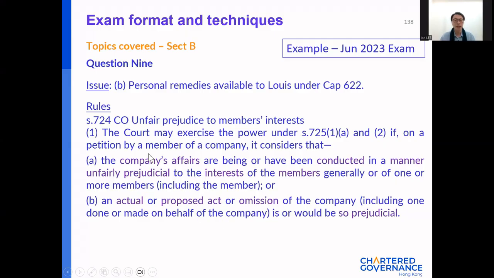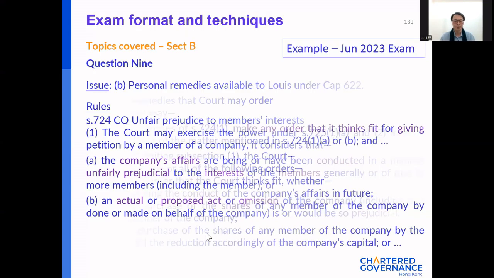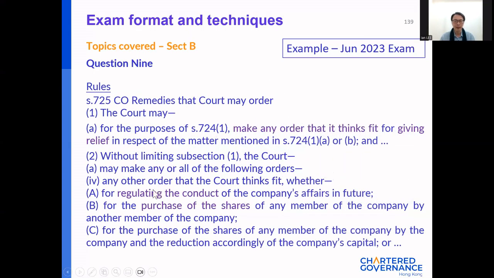If the company's affairs generally were conducted in an unfairly prejudicial manner to the interests of the members or to a member, or a particular action, a particular transaction, where the acts or the omission of that act turns out to be prejudicial, in that case the court can make an order that it thinks fit, which includes, for example, regulating the conduct of the company's affairs in the future, or more likely the buyout order, asking other members to buy the shares or asking the company to buy the shares.